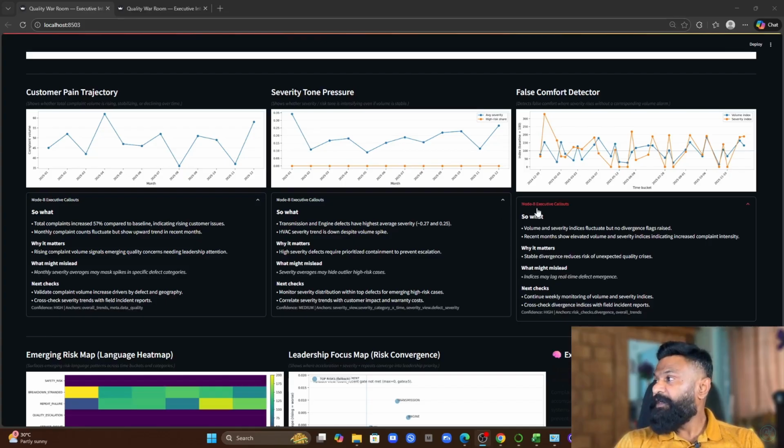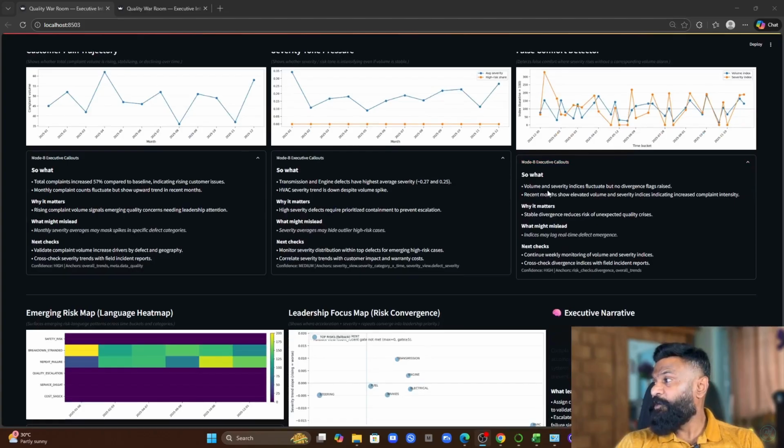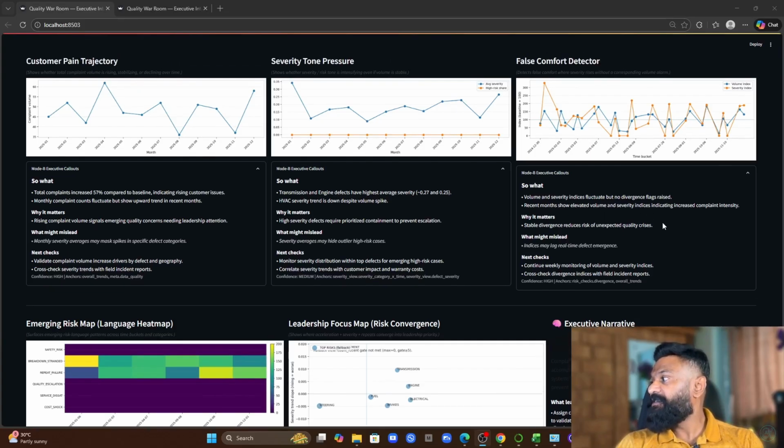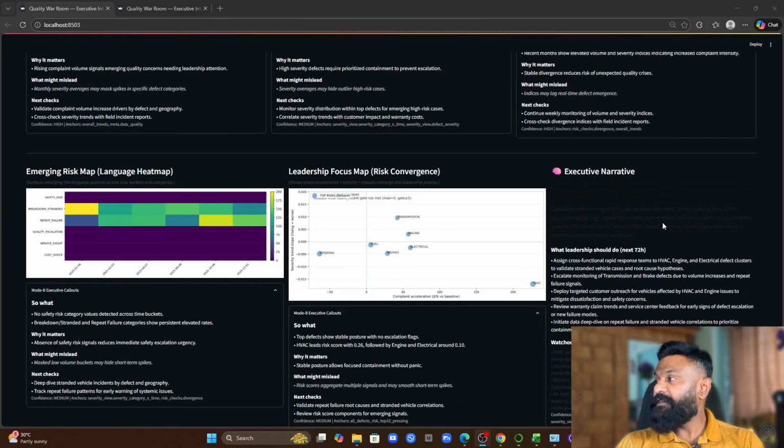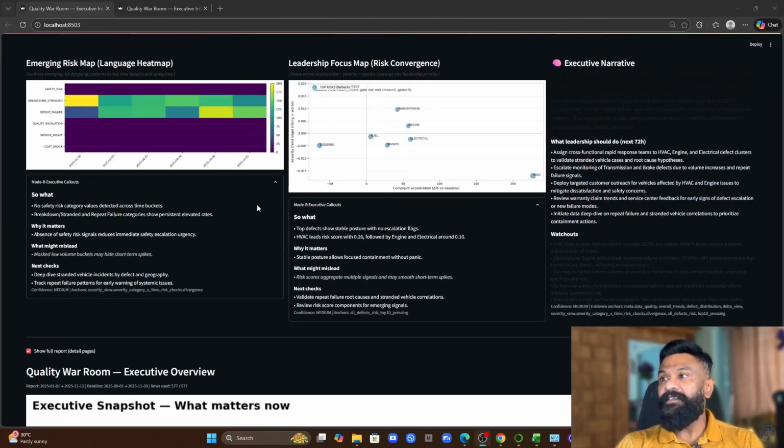So the next one is the false comfort detector. Here it says volume and severity indices fluctuate but no divergence flags raised. Recent months show elevated volume and severity indices indicating increased complaint intensity. So here also we need attention from the management. I think these are the important charts, but it's not easy. Sometimes it's not easy to interpret the charts, and you can interpret one chart, but it is difficult to interpret these charts together and how these charts are talking to us. So that is important.